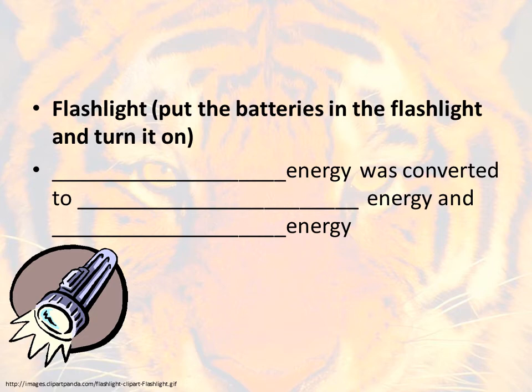If you've got a flashlight and the batteries are inside of it, and then you turn on the flashlight, we should be able to figure out these blanks. Blank energy was converted to blank energy and then blank energy. All right, go ahead and pause the video if you need to, but fill out those blanks. See what you can figure out.